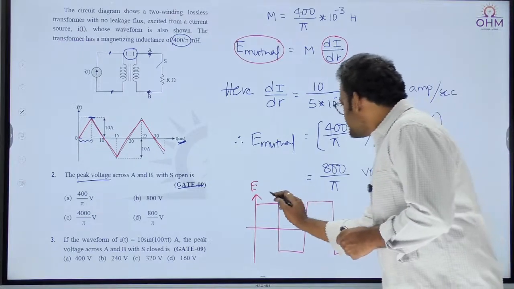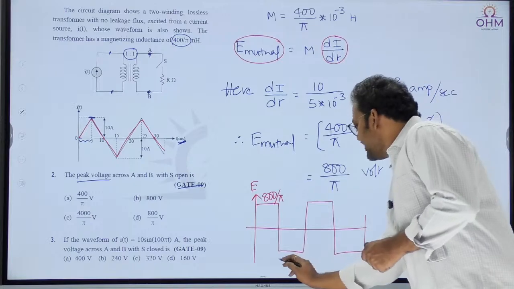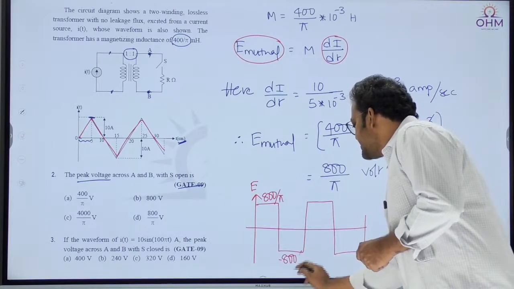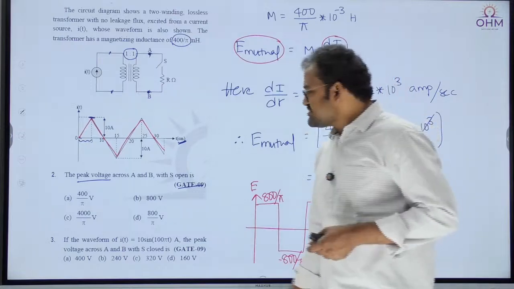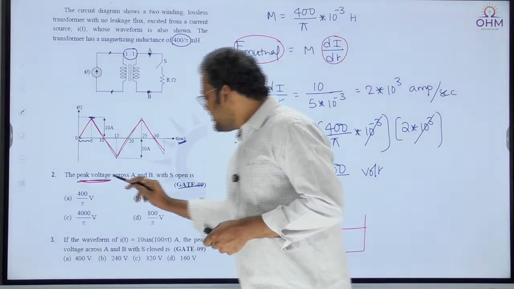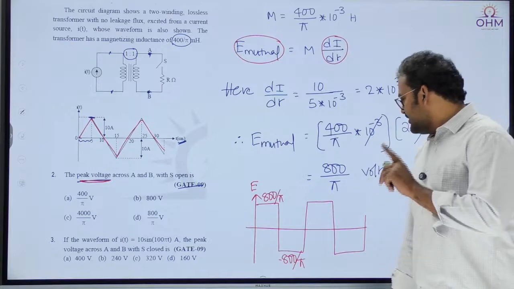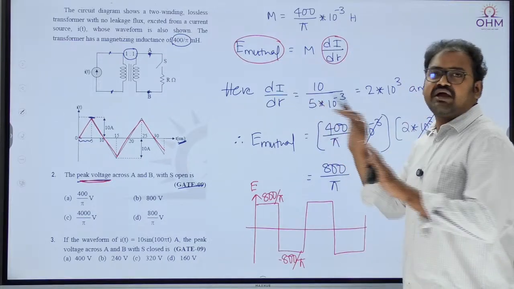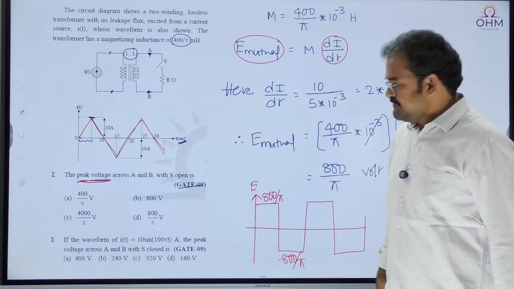And what is the magnitude of this square waveform? 800 by pi. Therefore, negative half cycle minus 800 by pi. So they are asking peak to peak voltage or just peak voltage? Just peak voltage. Therefore, the magnitude will be 800 by pi volt. I am only calculating the magnitude of the voltage. So this is the answer for the first question.